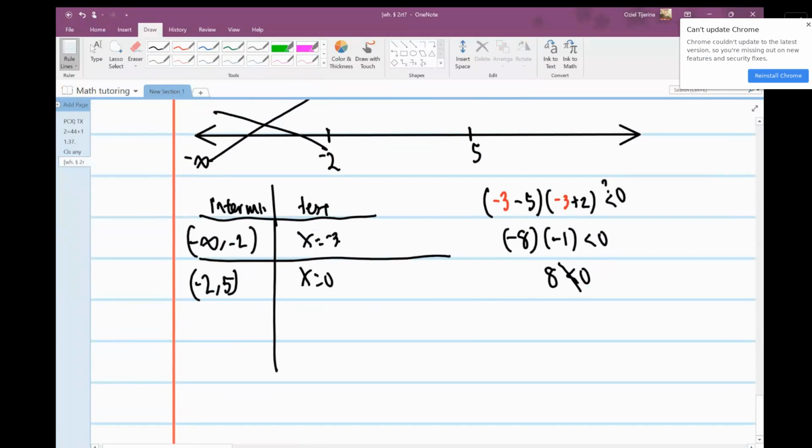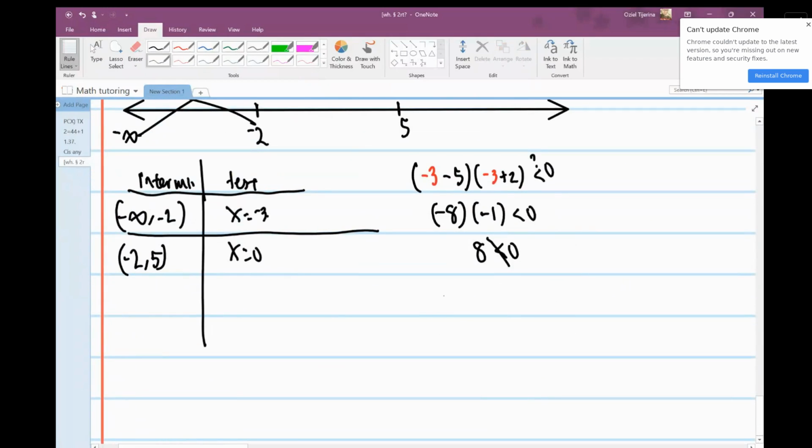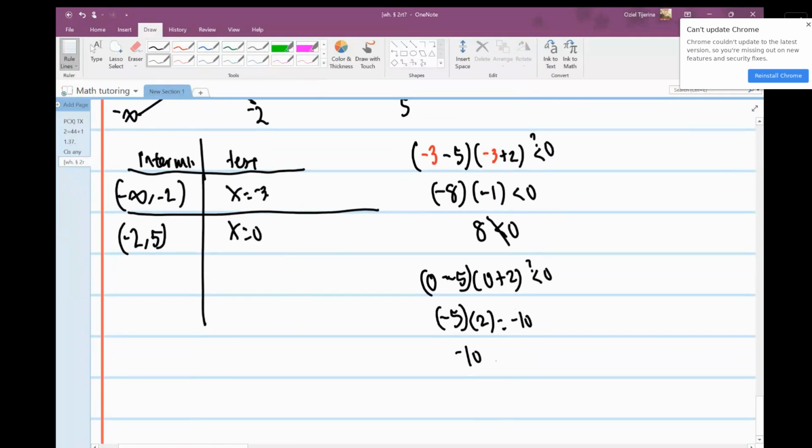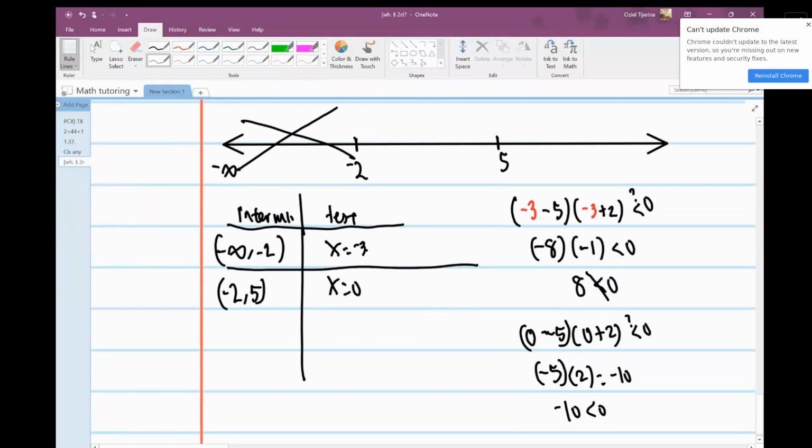So if we do that, we have 0 minus 5 times 0 plus 2. Is this less than 0? If we do negative 5 times 2, we have negative 10. Negative 10 is less than 0, so this can be a solution to this inequality.